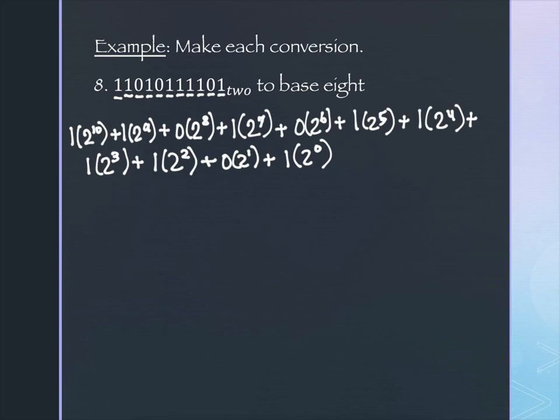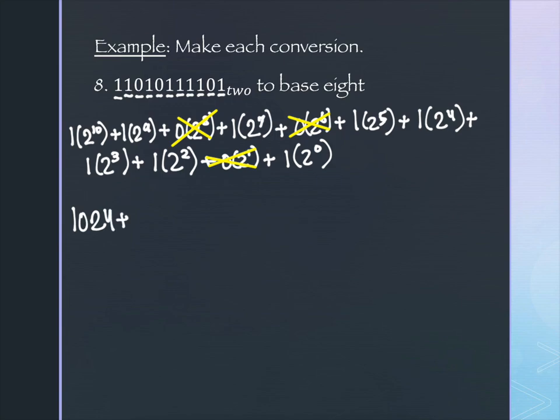We need powers of 2. So somebody tell me, what is 2 to the 10th? Actually, let's mark out the zeros first. The 2 to the 8th gets zeroed out, the 2 to the 6th gets zeroed out, and the 2 to the 1st gets zeroed out. I think that's all of them. Okay, what is 2 to the 10th?